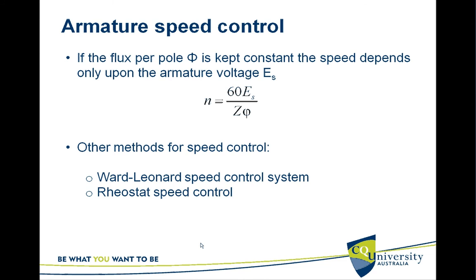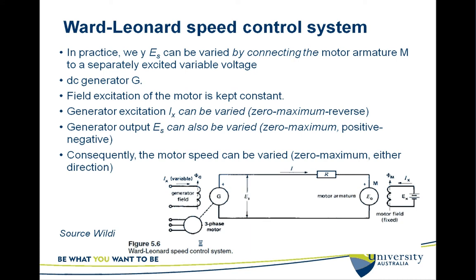How can we control the armature speed? Armature speed control. If the flux per pole phi is kept constant, the speed depends only upon the armature voltage ES. So one way to do it is to keep the flux per pole constant and then change the armature voltage. Other methods of speed control: we have the Ward-Leonard speed control system, which is a very standard method used in industry, and also rheostat speed control. How could we do this?